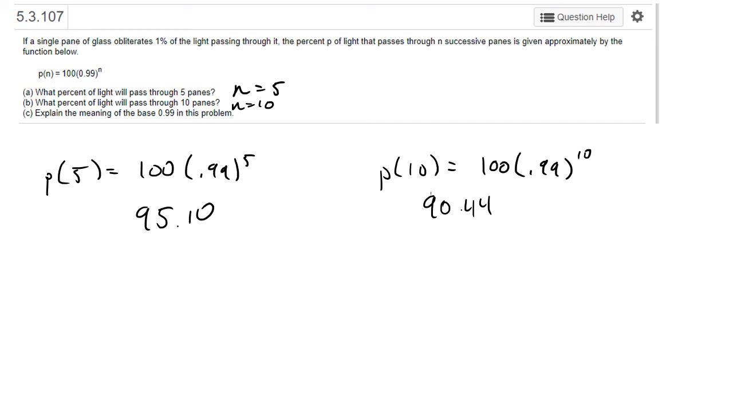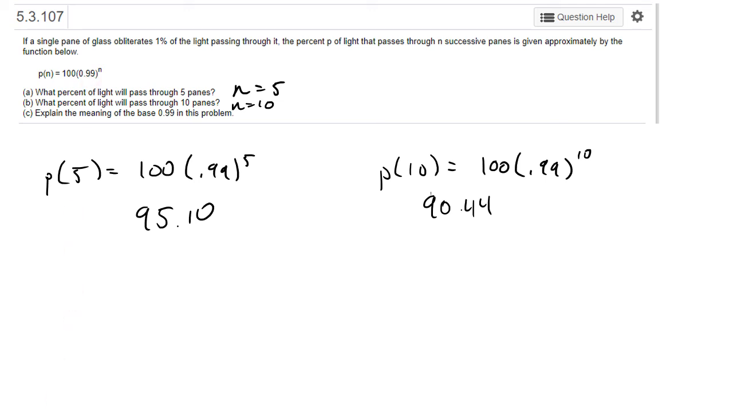The last part of this problem is a little vague in its phrasing. It just says, explain the meaning of 0.99. 0.99 simply means 99% of the light makes it through. Okay, if 1% of the light does not, 99% does make it through. So this 0.99 refers to how much light does pass through a single pane of glass.